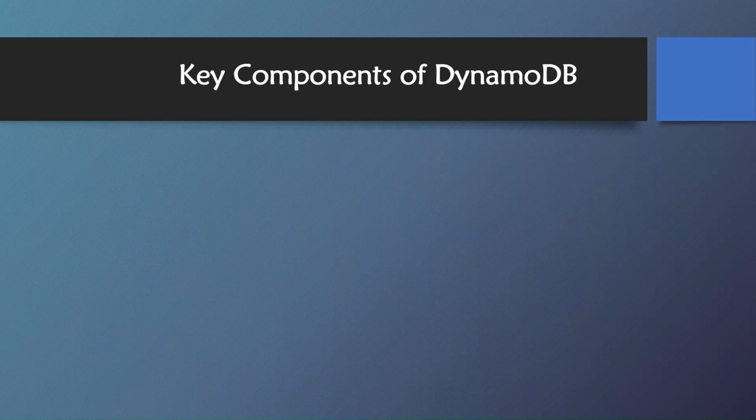The next thing we have is the key components of DynamoDB. Let's see what key components we have in DynamoDB. The first thing we have is tables. Think of a table like a file folder. It holds a collection of records or items. For example, a user table might store data about different users.